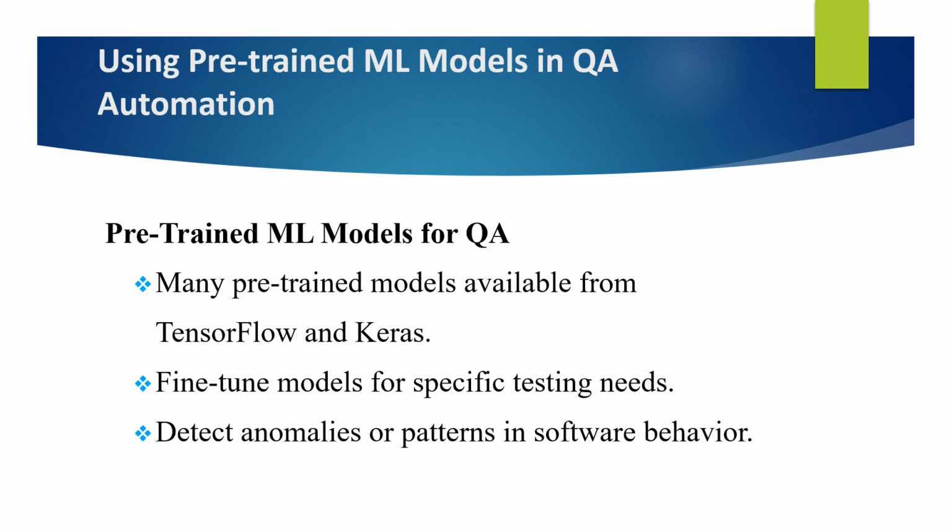You don't always have to start from scratch when integrating machine learning into QA. Pre-trained models are widely available in libraries like TensorFlow and Keras. These models can be fine-tuned for your specific needs. For example, you can use a pre-trained model to detect anomalies in your application's behavior, such as unusual API response times or unexpected error rates. By leveraging these pre-trained models, you can significantly reduce the time and effort needed to get started with machine learning in testing.